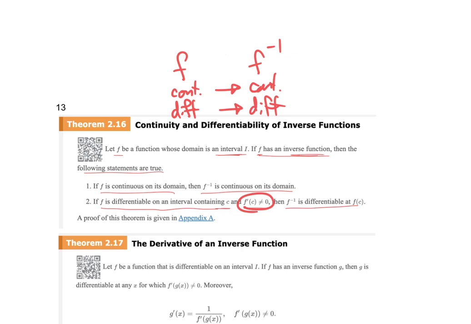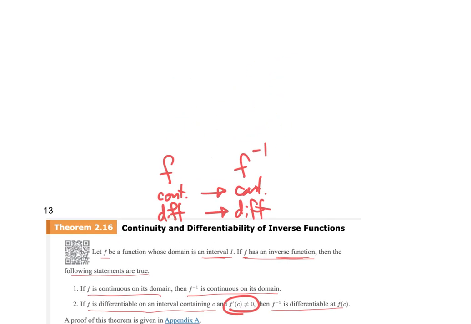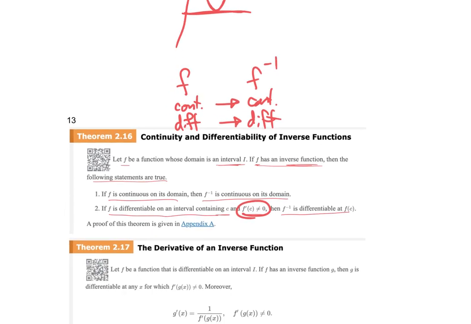Okay, and just visually we could look at that. A derivative of 0 means that we have a horizontal tangent line, which means it's got to be going back up, which means that our inverse would not be a function anyway.